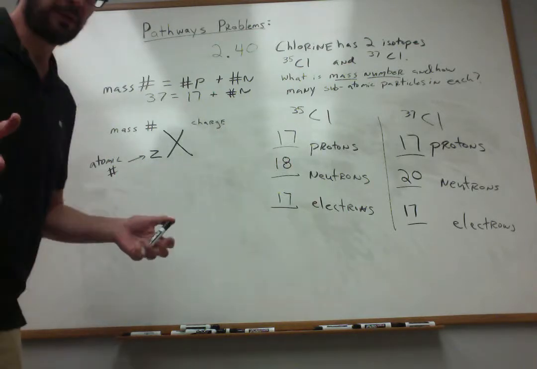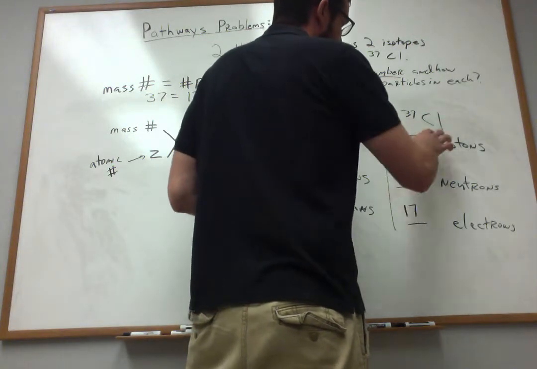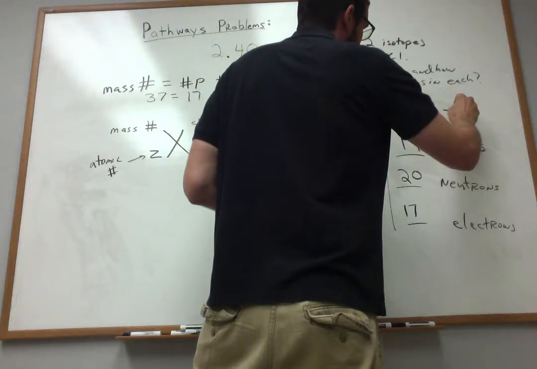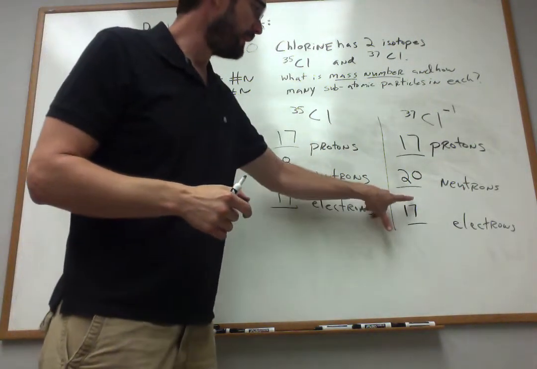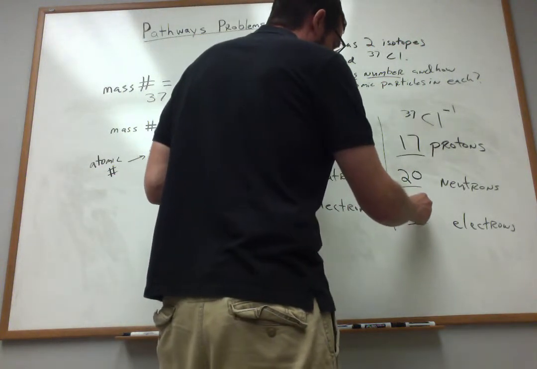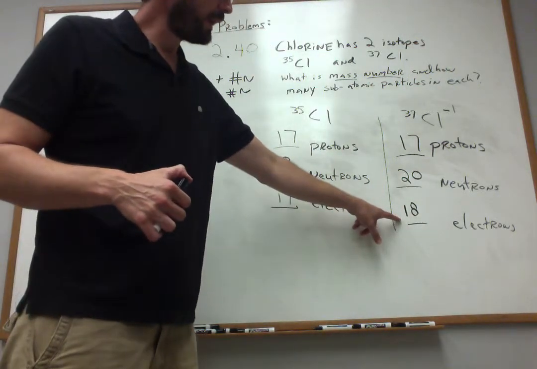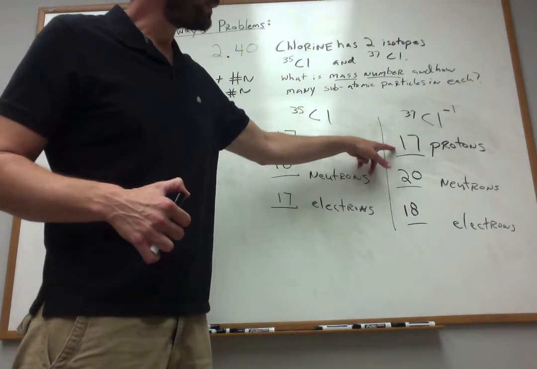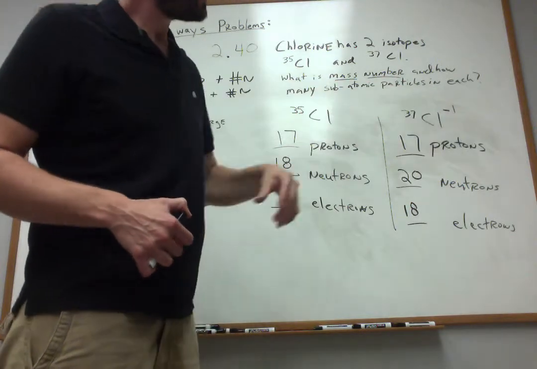Now, just for a bonus problem here, what if I was doing this and it wasn't chlorine neutral, but it was chlorine -1? How many electrons would I have then? Well, to make that work, I'd have 18 electrons. One more electron than proton. One more negative charge than positive charge. And that would yield a net -1 charge for the aggregate, right?